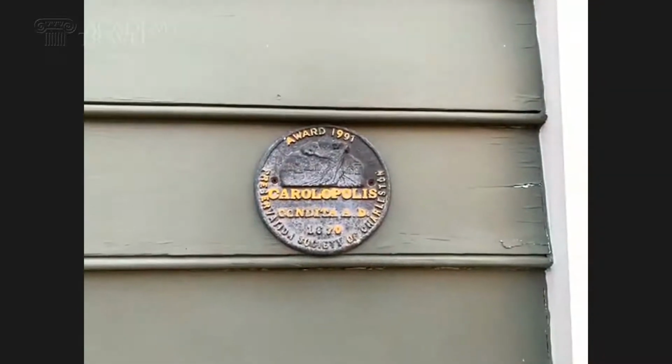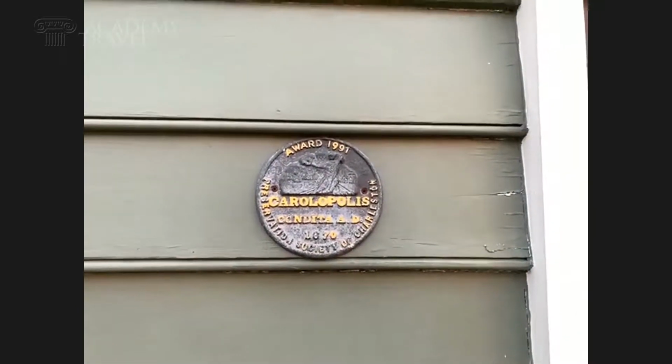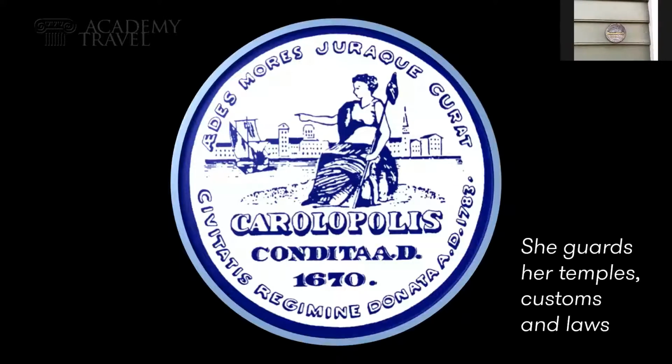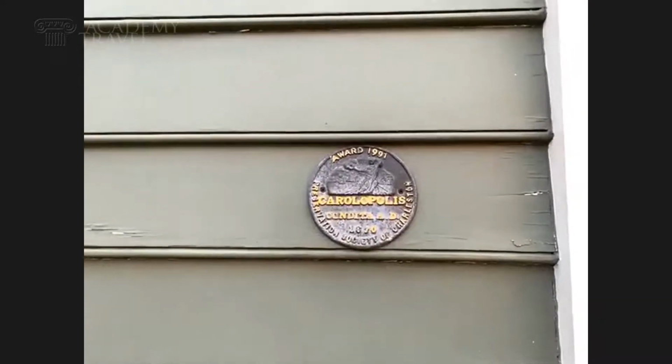The plaque has the Greek name of Charleston, Carolopolis, from the Greek word for Charles, Carolus, and polis obviously meaning city, the founding date, and of course, in mixing their classical metaphors, the motto of the city in Latin, which translates as "She guards her temples, customs, and laws." You will see these little black plaques on the side of buildings all around Charleston.